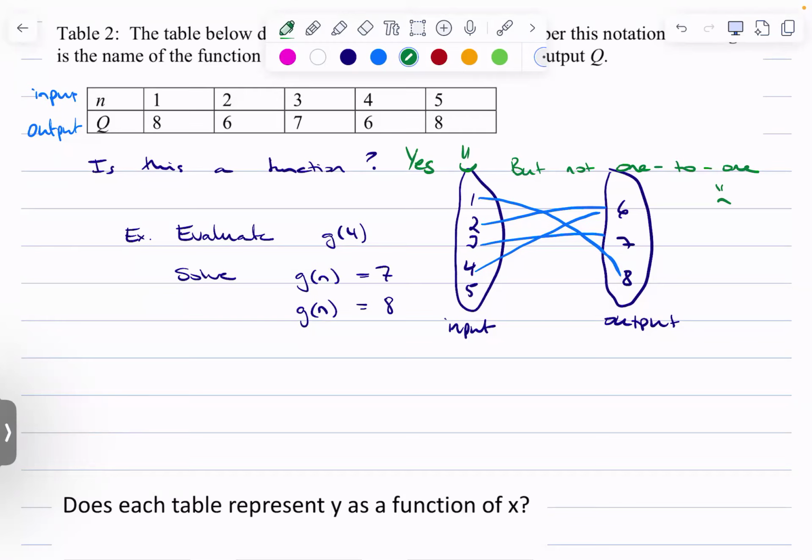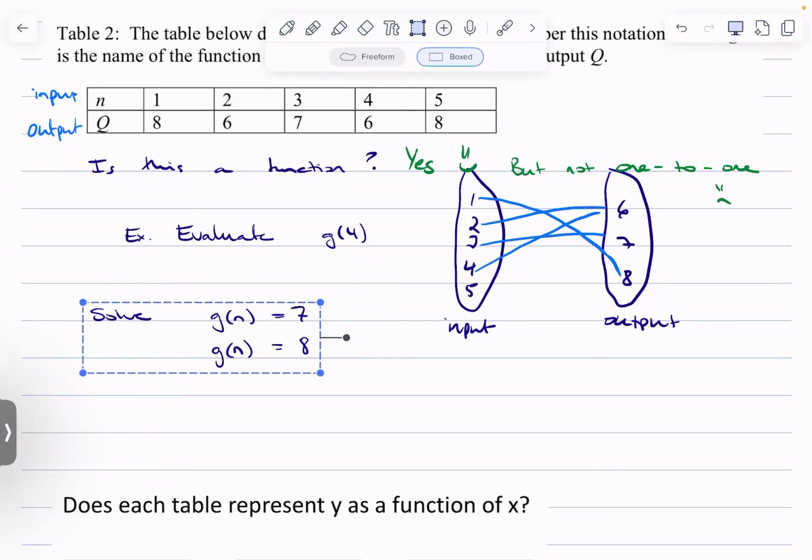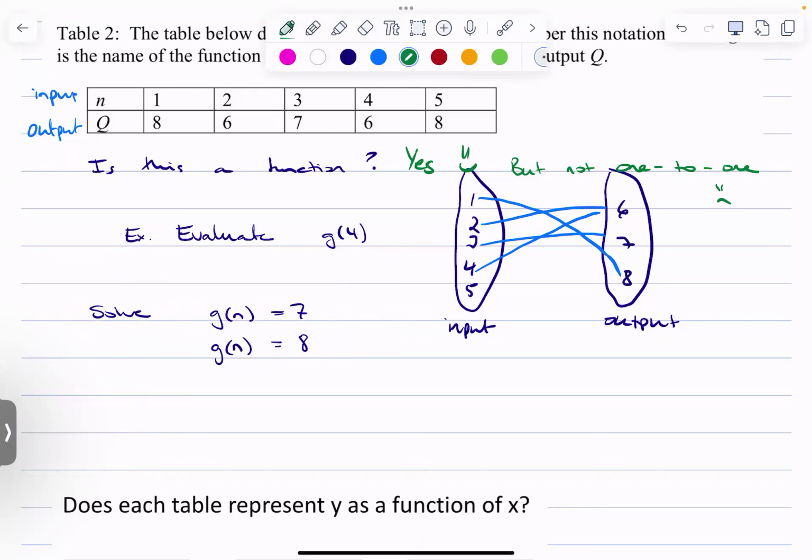So what if we have to evaluate G of 4? I give an input of 4, and what am I looking for? I'm looking for the output. When the input is 4, I get 6. And so G of 4 is 6.